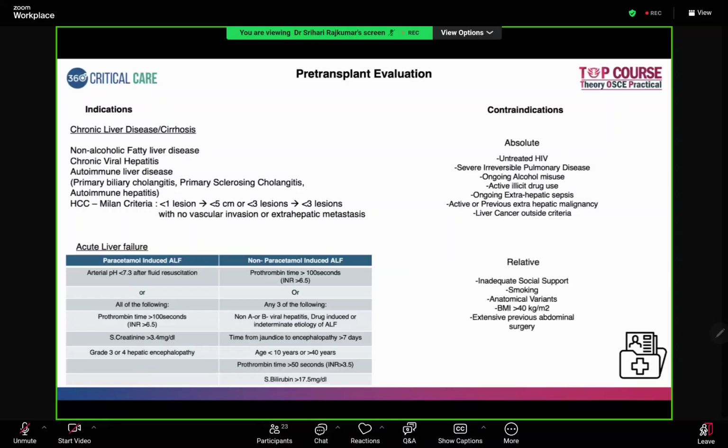And relative contraindications are inadequate social support, smoking, anatomical variants in the liver structures, BMI more than 40, or previous extensive abdominal surgery, like a Roux-en-Y procedure that was done, where there may be total alteration in the anatomy.